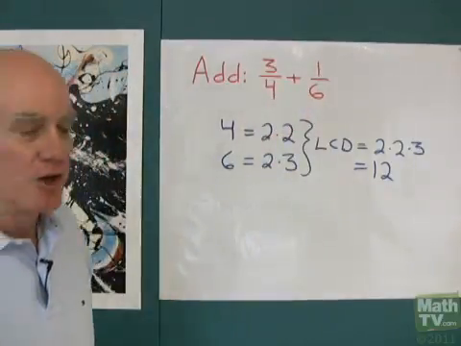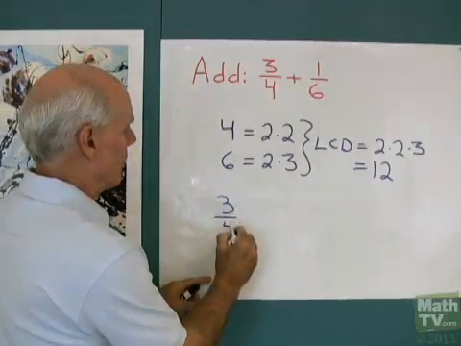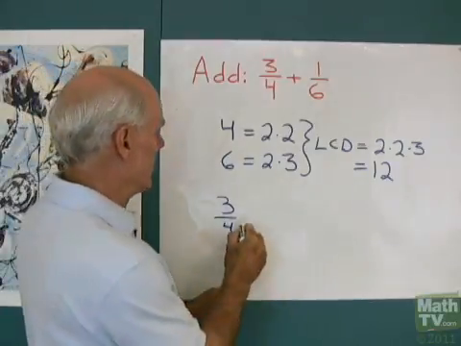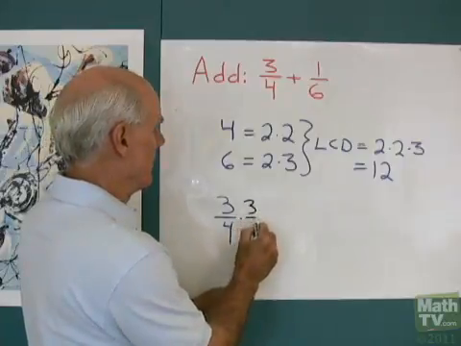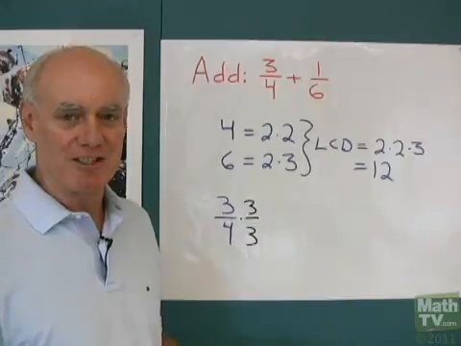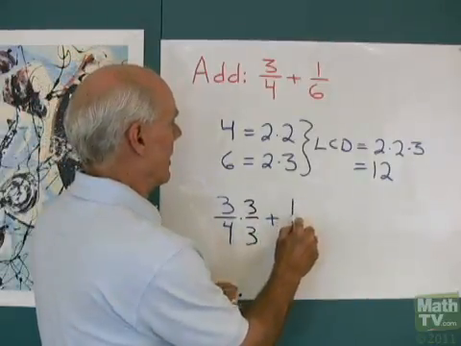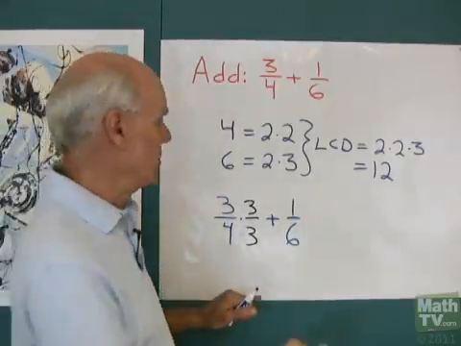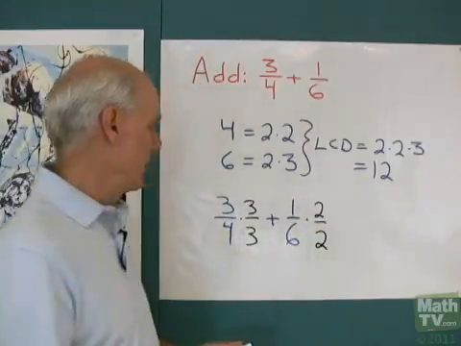So the next thing I'm going to do is take my fractions. Here's 3/4, and write it as an equivalent fraction with the denominator of 12. So I need to multiply the numerator and denominator of 3/4 by 3 in order for it to become an equivalent fraction with the denominator of 12. And then plus, here I have my 1/6, and I need to multiply the numerator and denominator of that by 2 in order for it to have a least common denominator of 12.